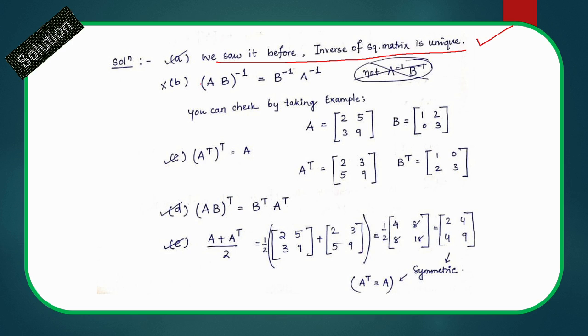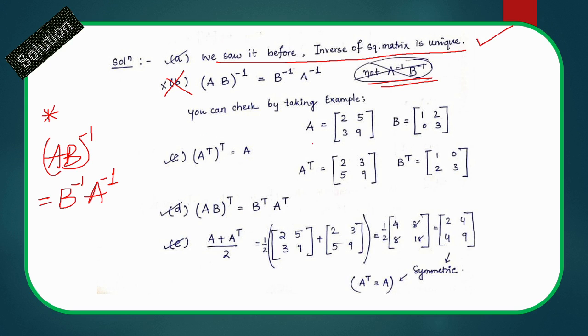Coming to the second statement, it is saying (AB) inverse equal to A inverse B inverse. (AB) inverse is always equal to B inverse A inverse. This is also a standard property: (AB) inverse equal to B inverse A inverse. So in the option it is saying A inverse B inverse, so it is not correct. So B option is wrong. You can check by taking the example also.